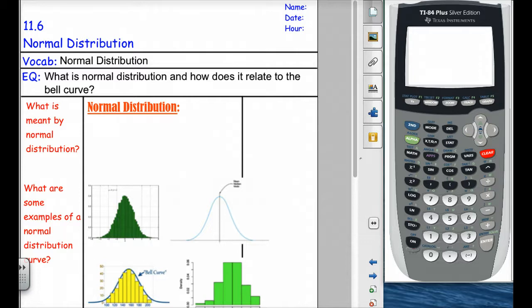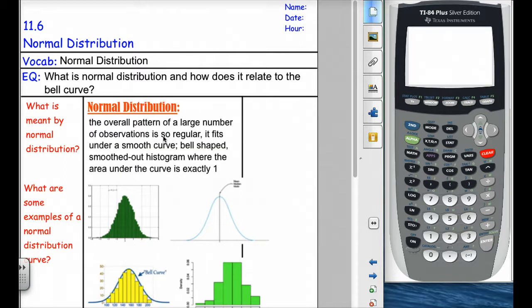Now yesterday I showed you a picture of a bell curve, and that's a great example of normal distribution. What we mean by normal distribution is when we have an overall pattern of a large number of observations or a large amount of data that is so regular it fits under that smooth, bell-shaped curve. And you can even put a histogram in there where the area under the curve, if it's a true normal distribution, is exactly 1.